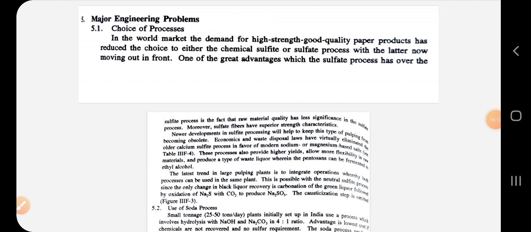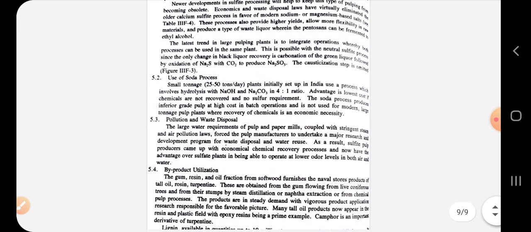Selection of chemical and semi-chemical methods comes with a number of disadvantages. Also, their byproducts or residual products need proper handling and disposal. Next is the use of the soda process. The soda process is used because of its low cost, but the grade of pulp, that is the quality of pulp, is highly affected. Next is pollution and waste disposal. This is applicable for chemical and semi-chemical processes because of the use of harsh bleaching agents.